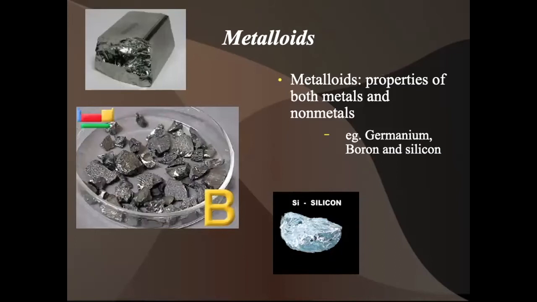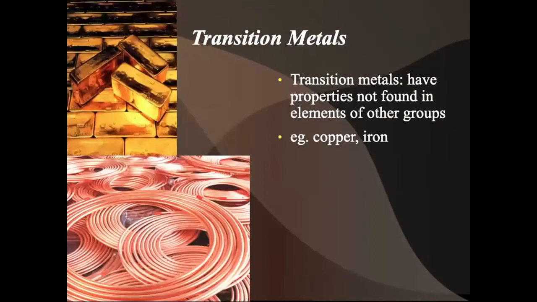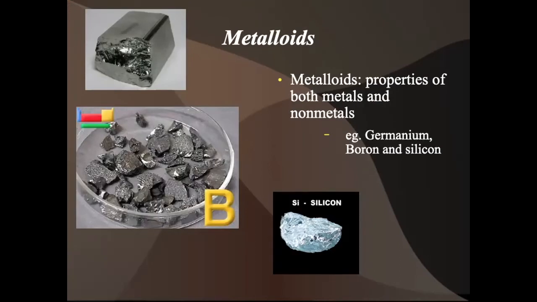Okay, metalloids are in between. They have properties of both metals and nonmetals. Examples would be germanium, which is the top picture right there, that's the silver chunk, boron, the middle picture has a B in it, and silicon, the bottom picture. These are important in electronics. Computers use them. They're semiconductors. They can be conductive at certain times. Other times they're not. So that allows control in the electronics.